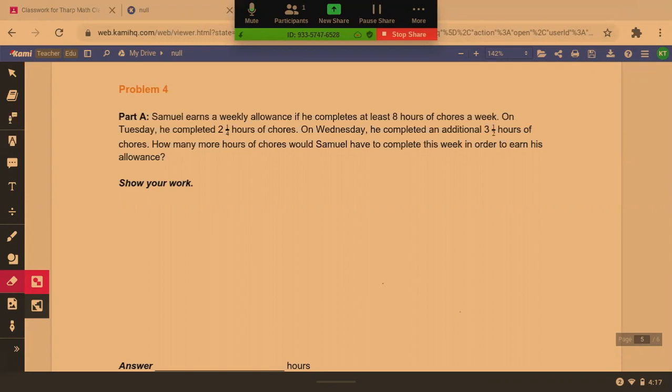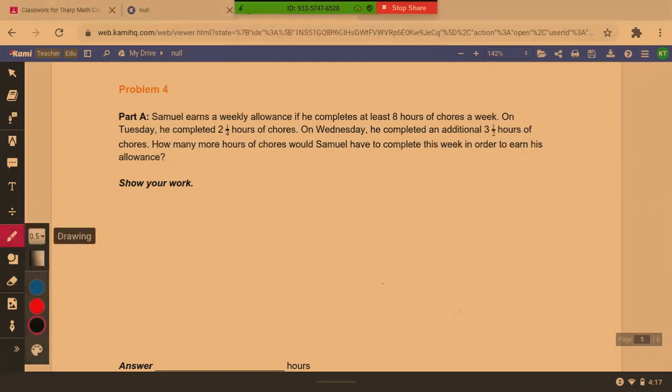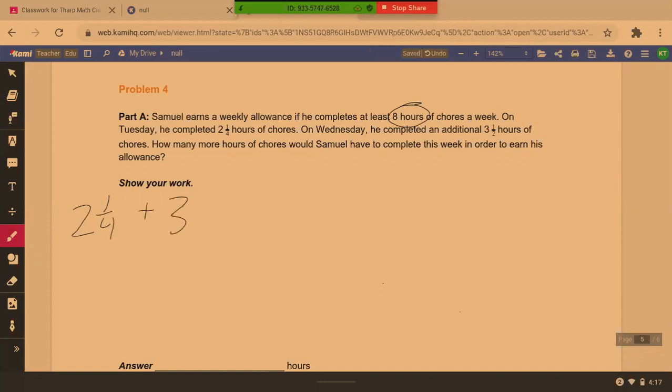So he has to reach 8 hours. That's his goal. On Tuesday, he completed 2 1/4 hours of chores. On Wednesday, he completed an additional 3.5 hours of chores. How many more hours of chores would Samuel have to complete in order to earn his allowance?